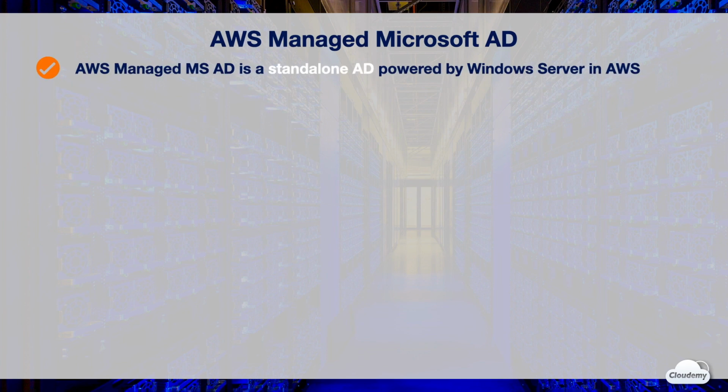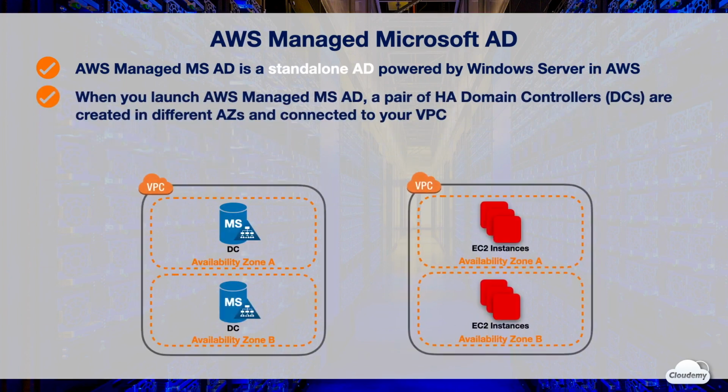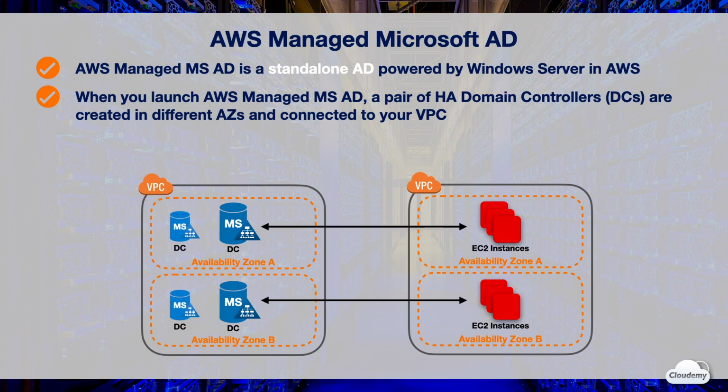AWS Managed Microsoft AD is a standalone Active Directory that is powered by Windows Server in AWS. When you launch AWS Managed Microsoft AD, a pair of highly available domain controllers are created in different availability zones and connected to your VPC. You can also scale the directory by deploying additional domain controllers, and help improve application performance by distributing requests across a larger number of domain controllers.